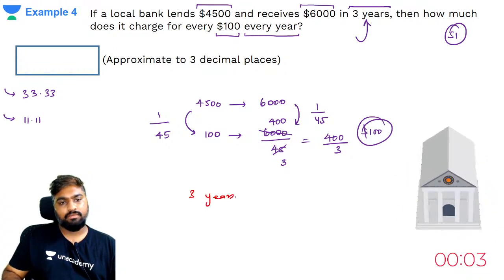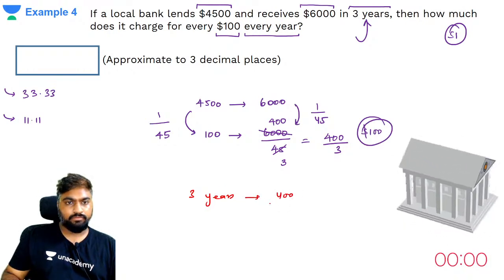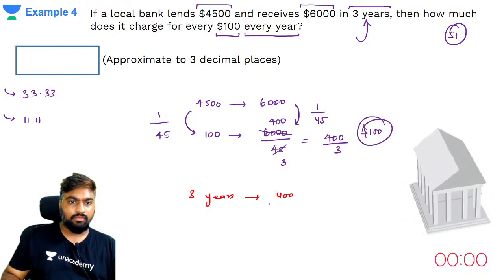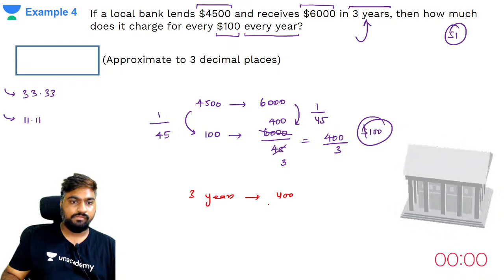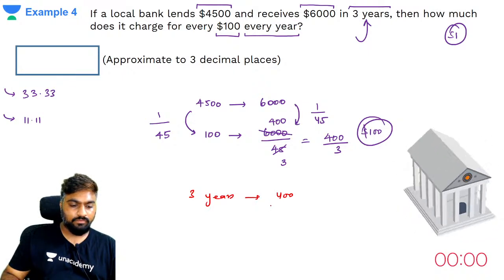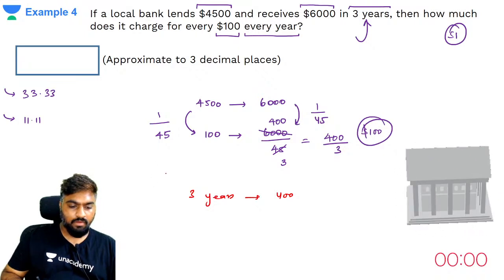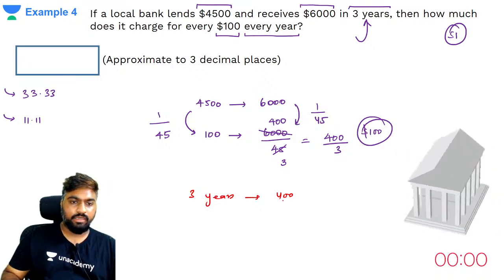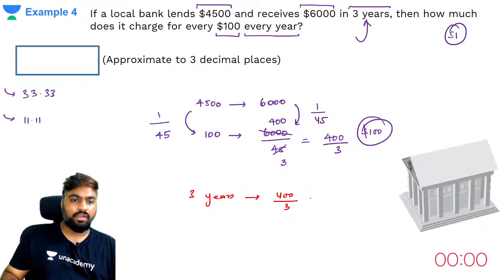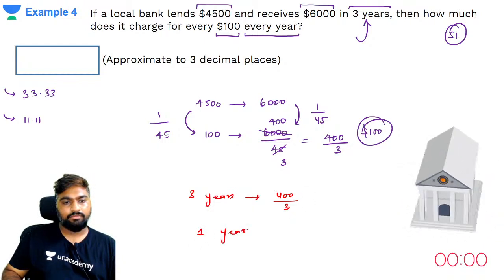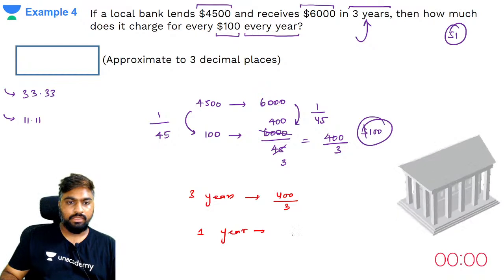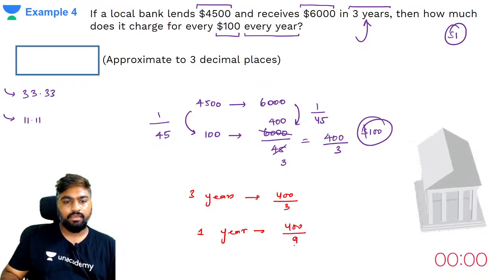So if in 3 years, what would be 1500? Yeah, correct. You can go for direct percentage calculation. Yes, you can. So in 3 years if 400 by 3 comes, how much will come in 1 year? In 1 year it will become 400 by 9. Correct?